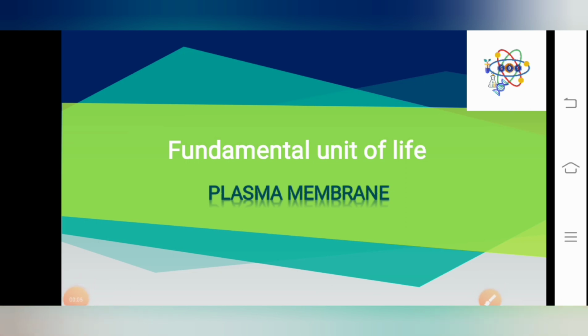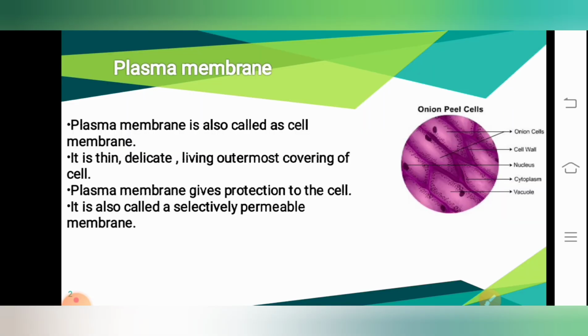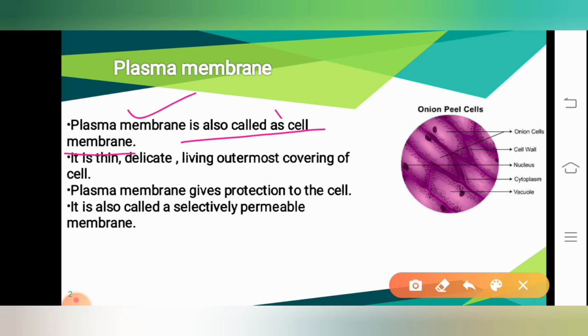In this session, let us understand plasma membrane and the functions of plasma membrane. In my previous session, I ended my discussion by explaining the major components of the cell. Now let us understand what is plasma membrane. The plasma membrane is also called the cell membrane. I repeat, both the plasma membrane and cell membrane have the same meaning.